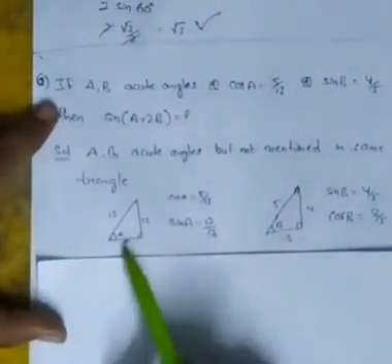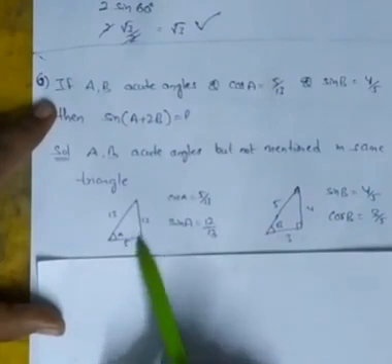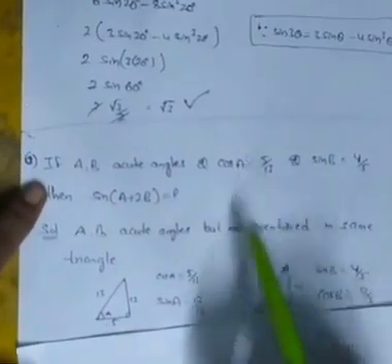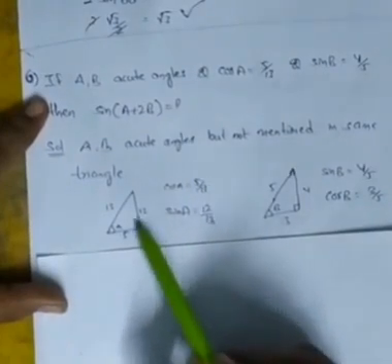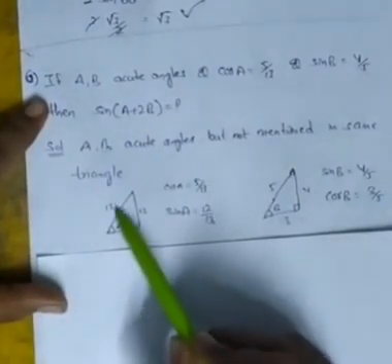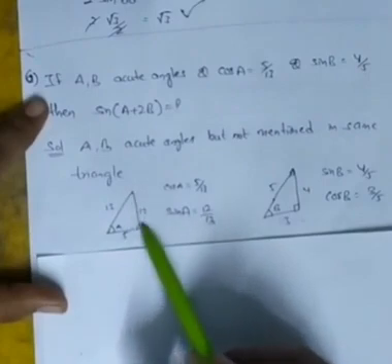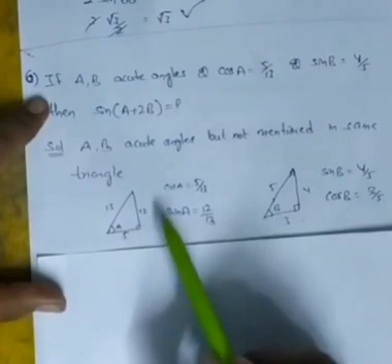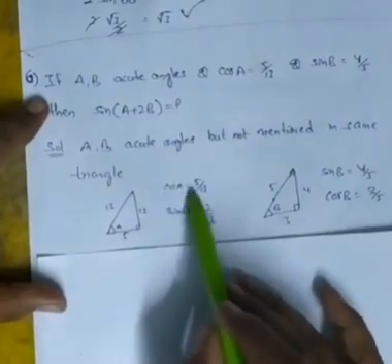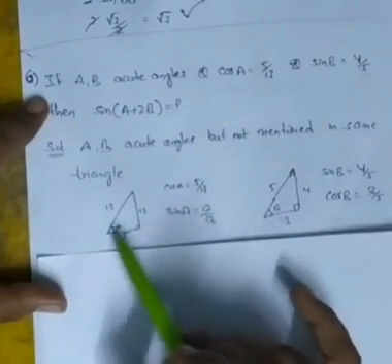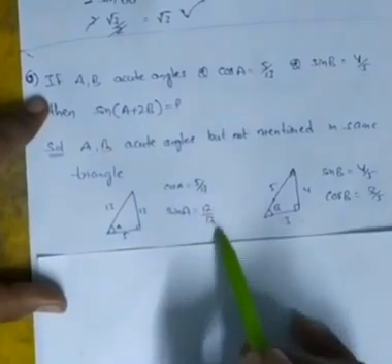So for angle A, if we construct a right angle triangle, angle A, which is given cos, is adjacent side by hypotenuse. So we take adjacent side as 5 and hypotenuse as 13. So the opposite side must be 12 by using Pythagoras theorem. So from this, he already gave cos A, that is 5 by 13, and we can say sin A is 12 by 13.